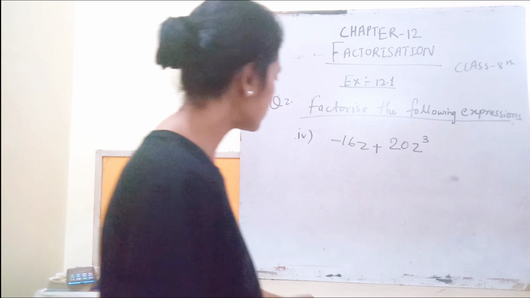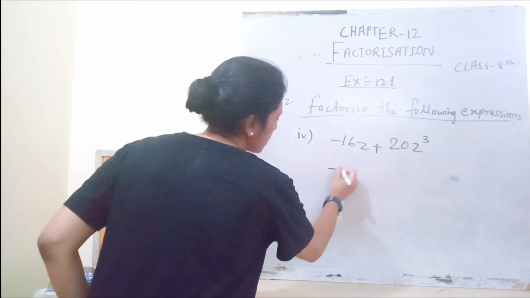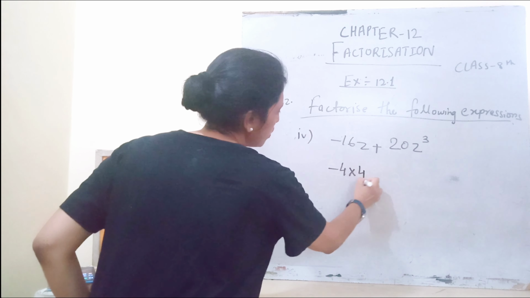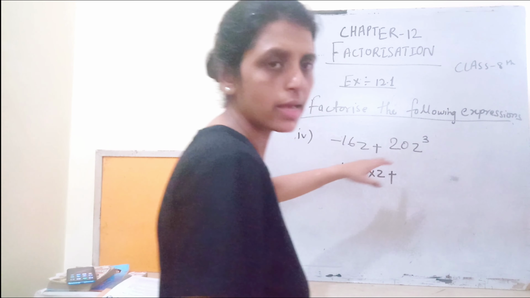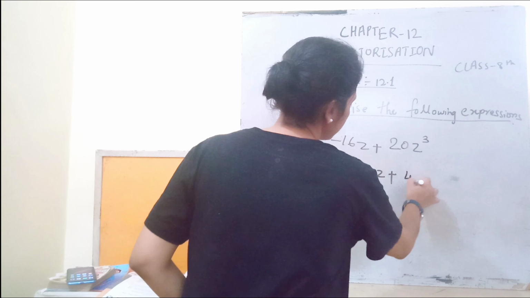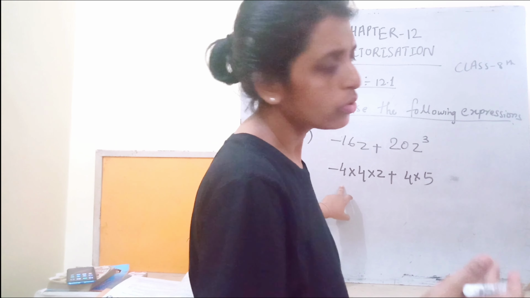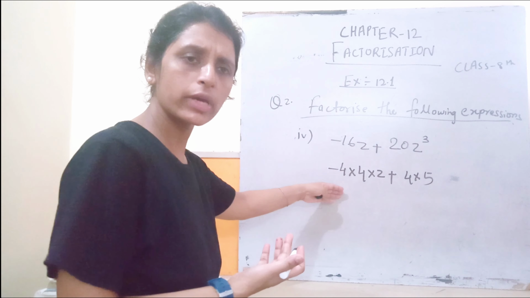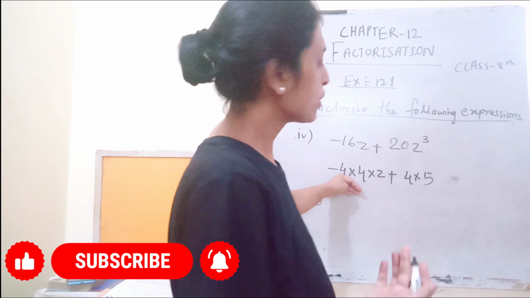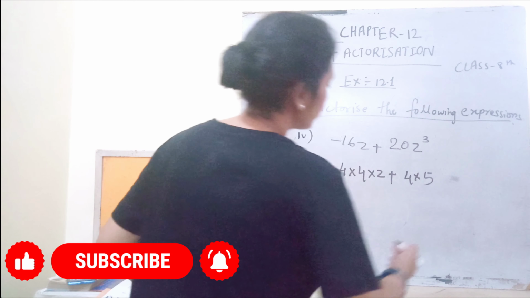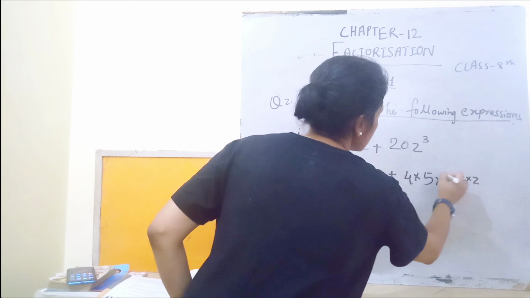The fourth part of this is minus 16z plus 20z cube. We have to factorize it. So 16z can be written as minus 4 into 4 into z, plus 20 can be written as 4 into 5. You can break it further into 2 into 2 into 2, but it's okay if you take this as one of these bigger factors only. So 4 into 5 into z into z into z.